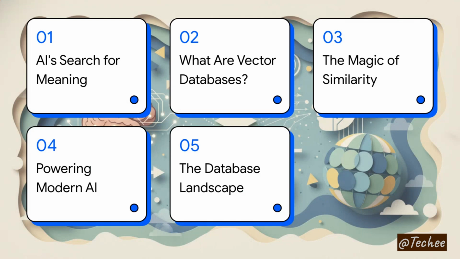All right, so here's what we've got on deck. We're going to start with how AI even tries to find meaning in the first place. That'll lead us straight into what these vector databases actually are. Then, we'll get into the magic of similarity. That's the core of how they work. We'll also look at how they're powering the AI you're probably already using. And we'll finish up by checking out the current database landscape.